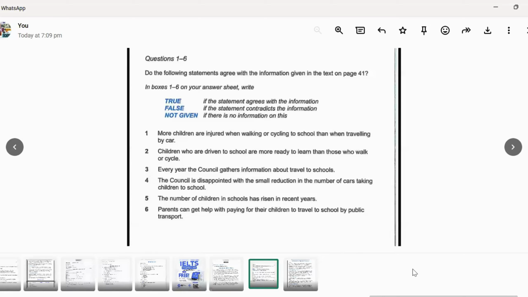So now, another thing again is compare this particular statement to a specific paragraph talking about children being injured when they are walking or cycling to school. Okay? The two ideas will work. The 2 points I shared, the 2 strategies I shared about true, false, not given question.